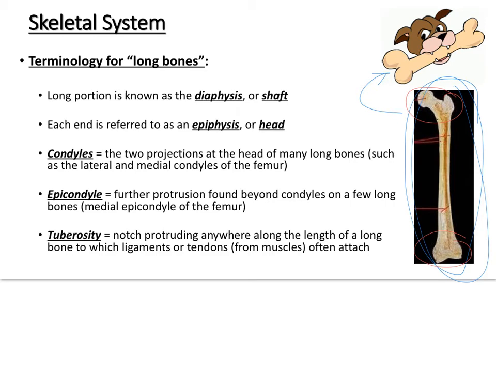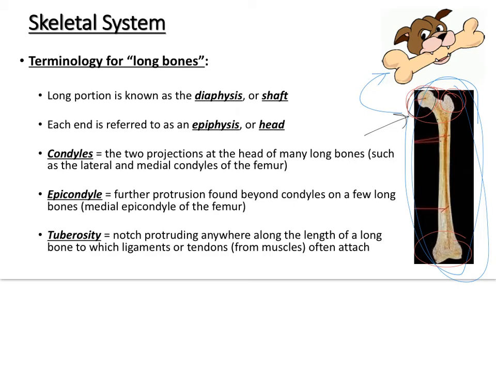Now, at each epiphysis, at each head, you have a couple of projections called condyles. And so these condyles come off of there, and pretty much any kind of long bone has a couple of condyles at each head, but they can be shaped differently, as you can see here from this femur. Here's one condyle, here's another one, these two projections there.